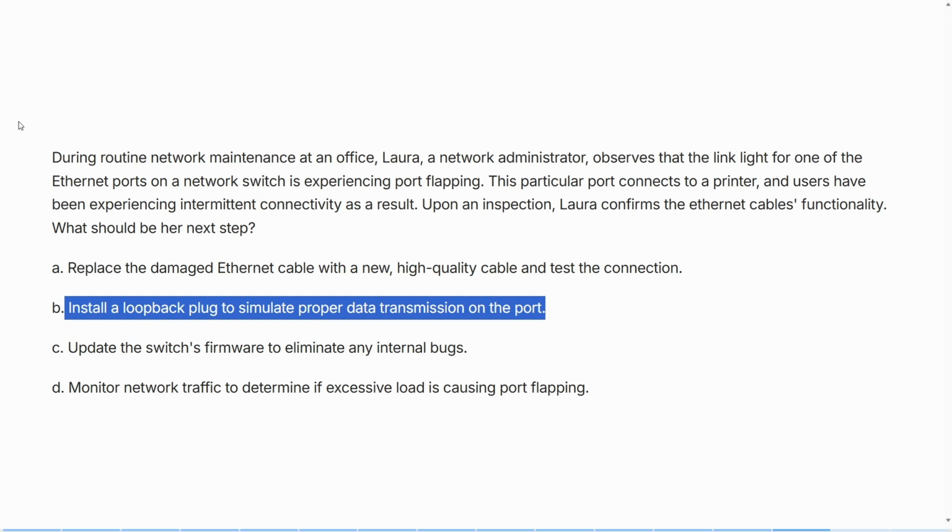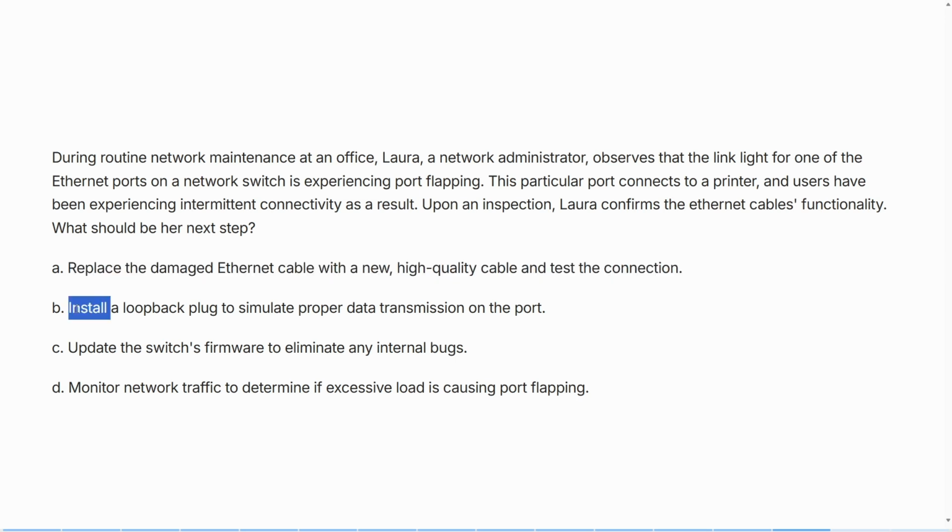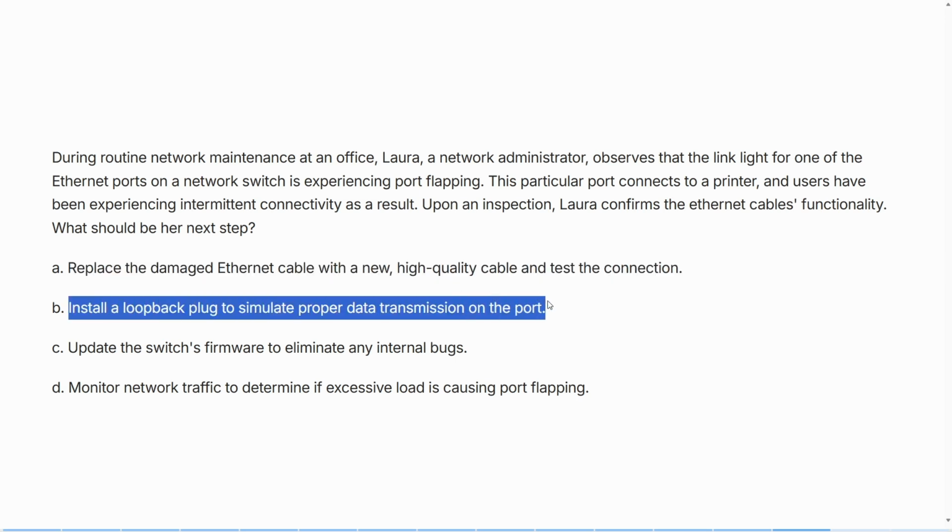At what point does this fail? And you can actually see, okay, if I plug a loopback plug into this port, and that fails, that means the port is the issue. Whereas if you went straight away to replace the damaged Ethernet cable, maybe the cable wasn't the problem. Maybe it was the port. So it's important to test the port first with a loopback plug. That's why A was not correct.